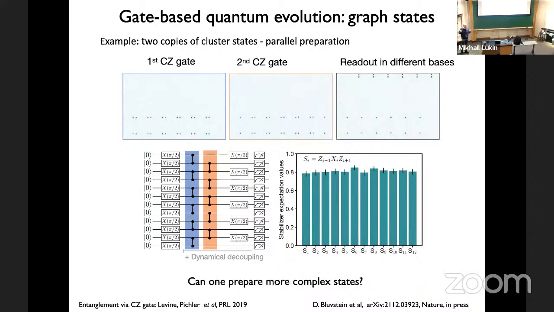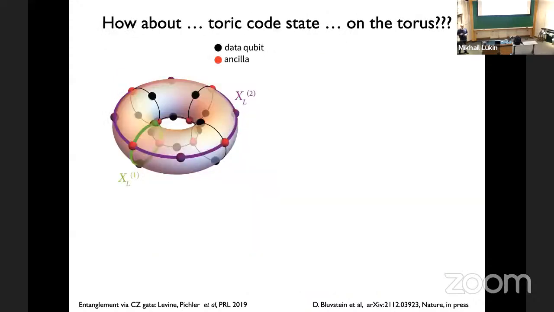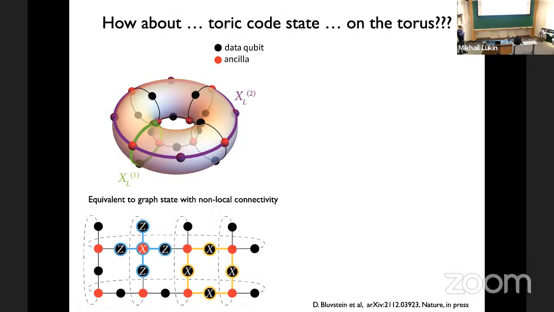But you could say, oh, this cluster state, you can do it in other ways. It's very simple. Can we do something a little bit more interesting? So in the spirit of the spin liquid, how about we try to prepare a toric code state, but on a torus? That kind of seems hard. Well, it turns out that this toric code state can actually be formulated as a graph state, except this graph should have non-local connectivity. In this graph, what's shown here, the black are data qubits and the red are ancilla qubits, and you see that they are connected across this array.